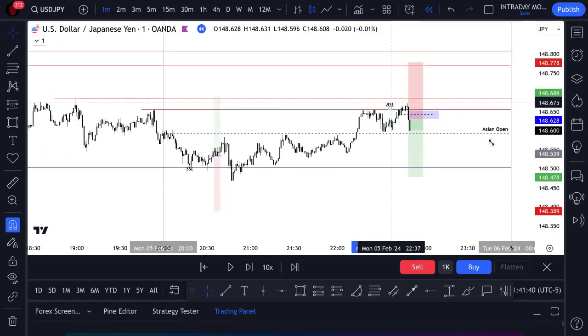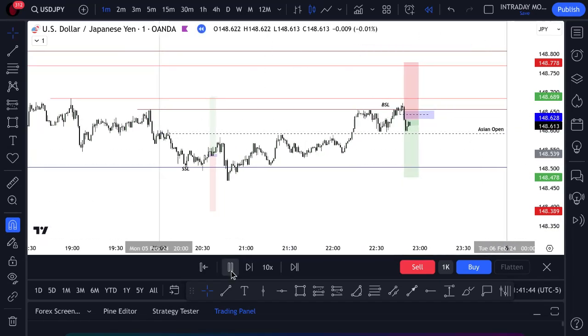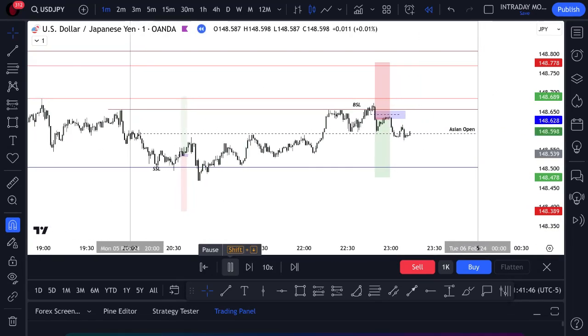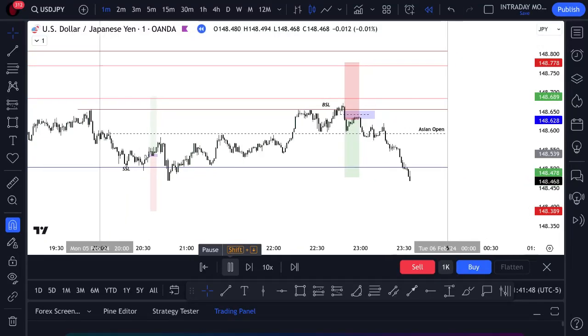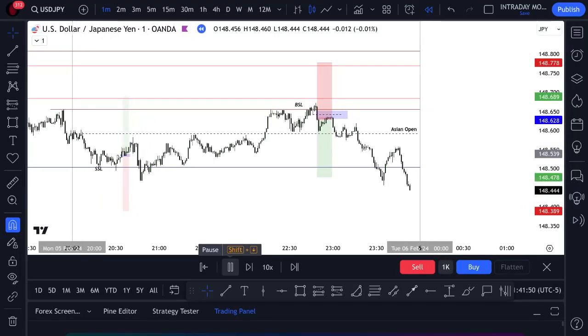Everything inverse. The entry technique is happening where? Above Asian Open. Let's play it forward. Price taps into that fair value gap multiple times. You can see it finally sells off and gives you the 15 pips.